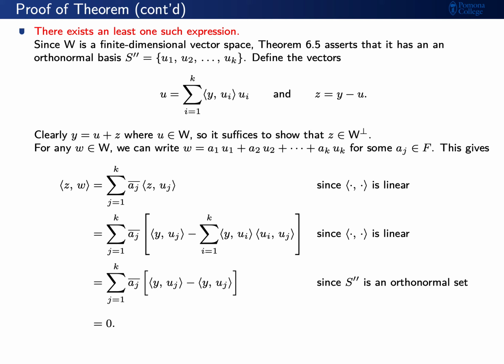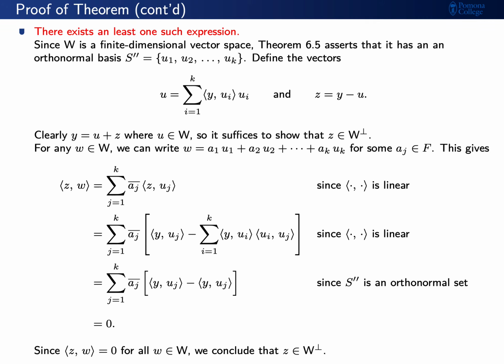Putting all of this together and realizing the fact that the inner product of U sub i with U sub j must be either 0 or 1, we then find that things cancel out, and the inner product of Z and w must be 0 for any lowercase w in our vector space W. So by definition, we see that Z must be in the orthogonal complement. This does show that we have at least one such expression, Y equals U plus Z, where U is in capital W and Z is in its orthogonal complement.